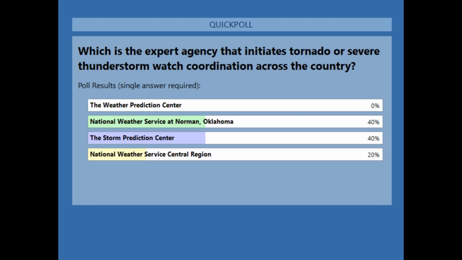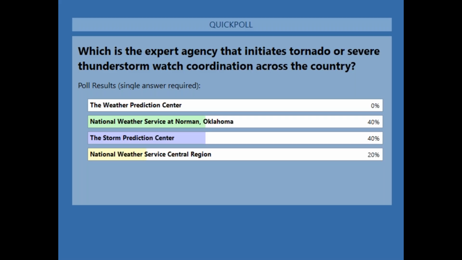It's right next door to the Storm Prediction Center. So in their case, sometimes their coordination will be someone from the National Weather Service office walking into the area where the Storm Prediction Center office is and just chatting. In-person stuff sometimes is the most effective thing, but though they are co-located together in the same building, it's not going to be the National Weather Service at Norman, Oklahoma.